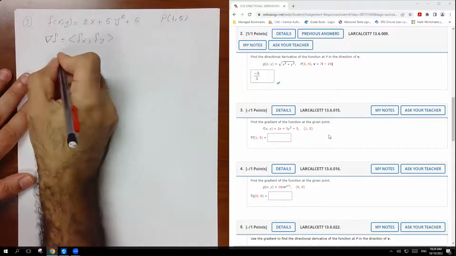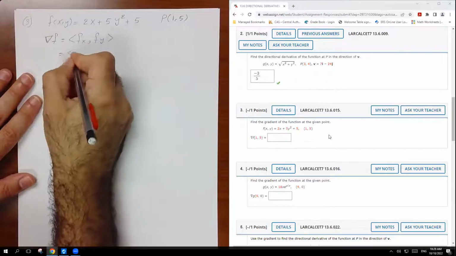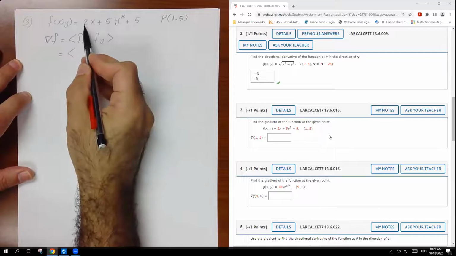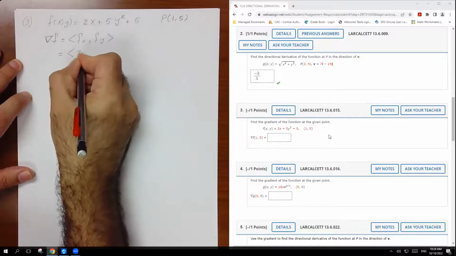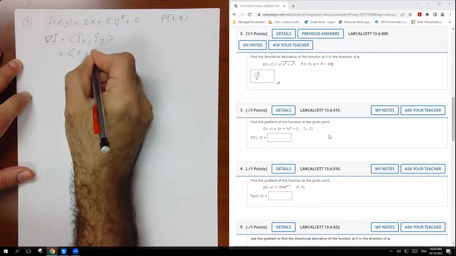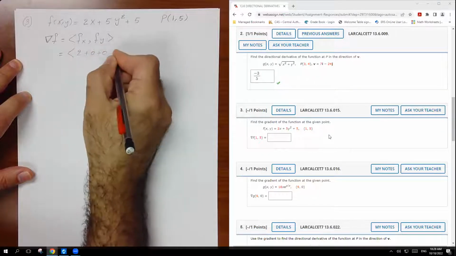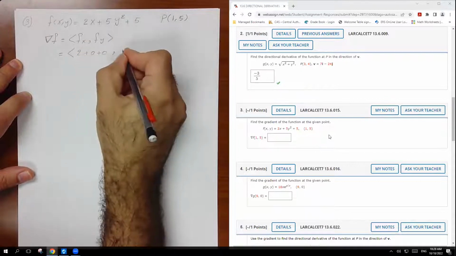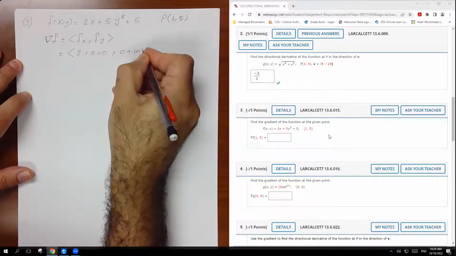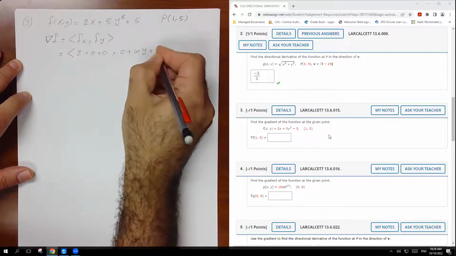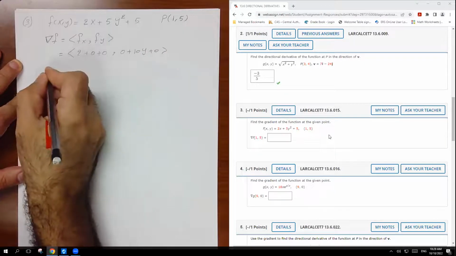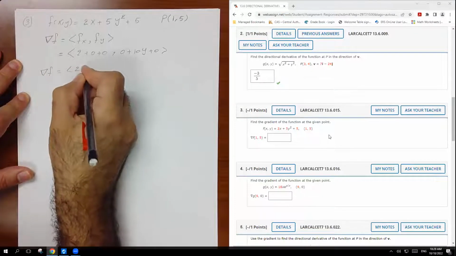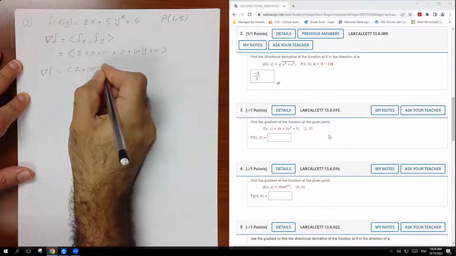Here for f, to find the derivative with respect to x, it's going to be 2x, that means 2, and this is 0, and the 5 is 0. For y, to find the derivative with respect to y, this is going to be 0 plus 10y plus 0. That means the gradient of the function f is going to be 2 and 10y.